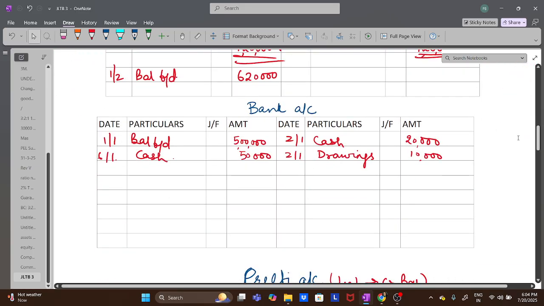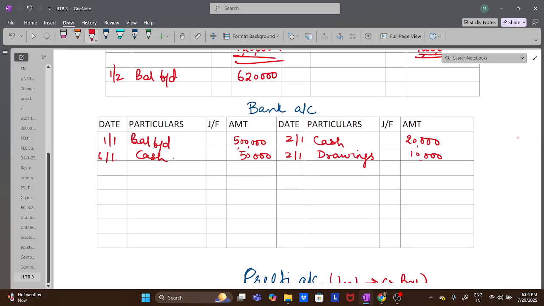Now I come to my bank ledger. Bank can be asset or liability. In this case, bank seems to be my asset only. 550 on this side, 30,000 on this side. Obviously, increase side is more. This is my asset. So on decrease side, I make a provision for balance. And that balance is called balance carried down.